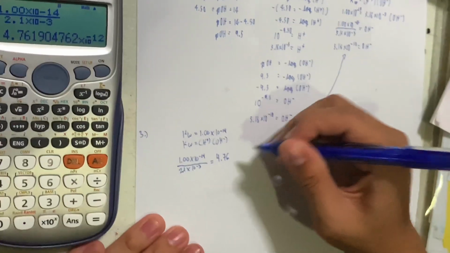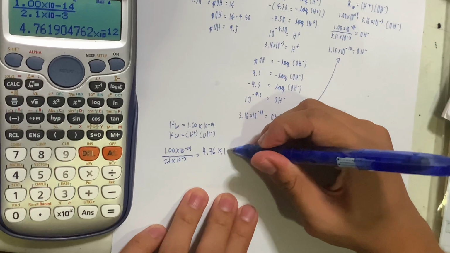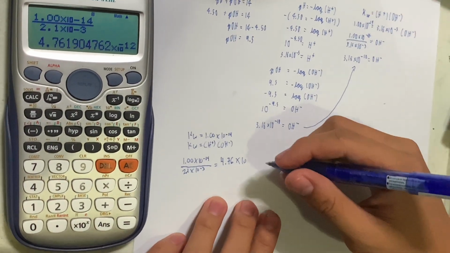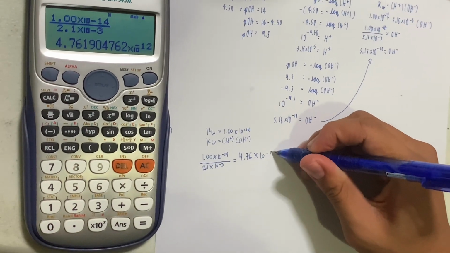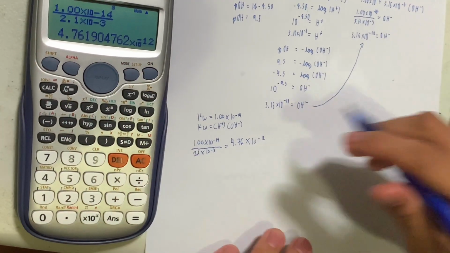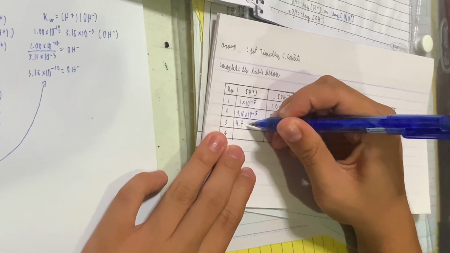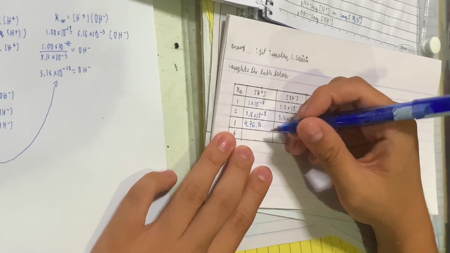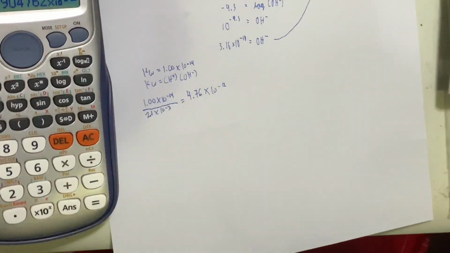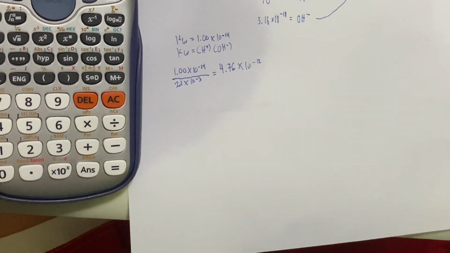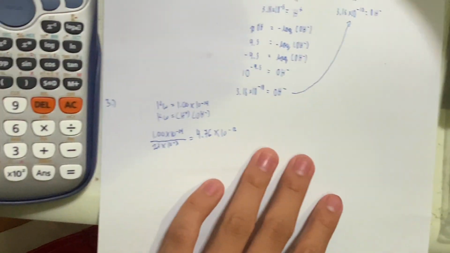4.76, and copy this times 10 to the power of negative 12 as it's shown here, and we're gonna put 4.76 times 10 to the power of negative 12. So now, since we have hydrogen here, what we're looking for now would be the power of hydrogen and the power of hydroxide. So the formula is right here.